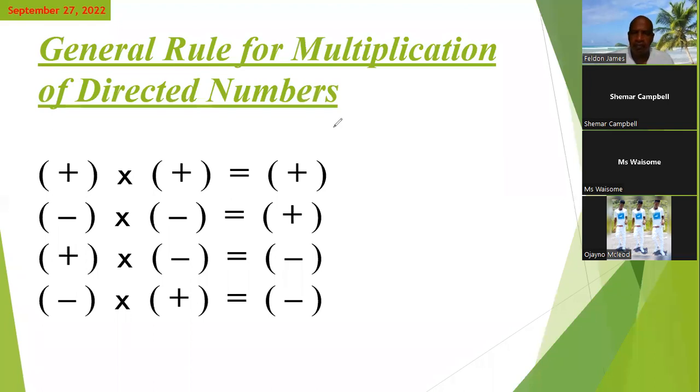So let us check what we have here now. If we have negative times negative times negative, we get what? We get negative.